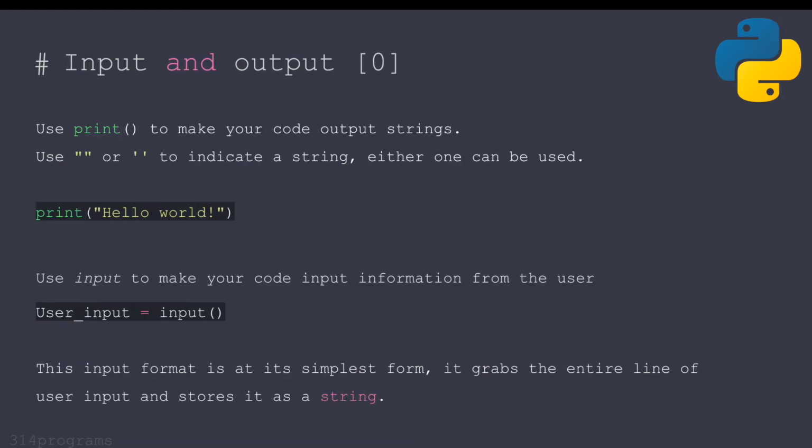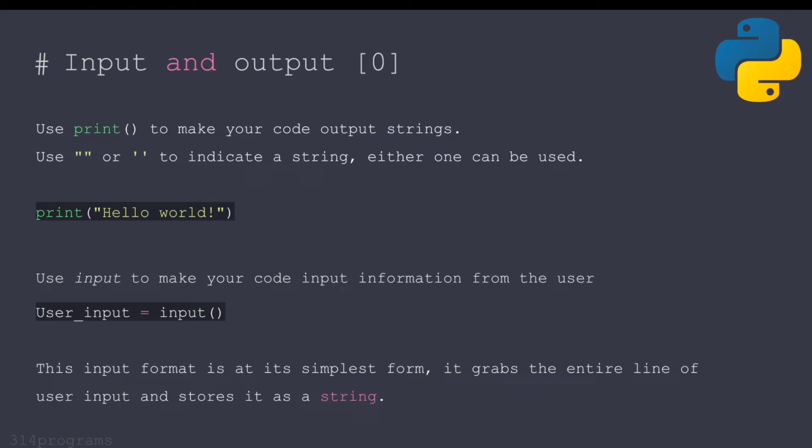Now we'll learn how to input data from users and output text from the program. We use print to make our code output strings. Either double speech marks or single speech marks can be used to indicate the string. The code below, print hello world, will make our program output hello world.